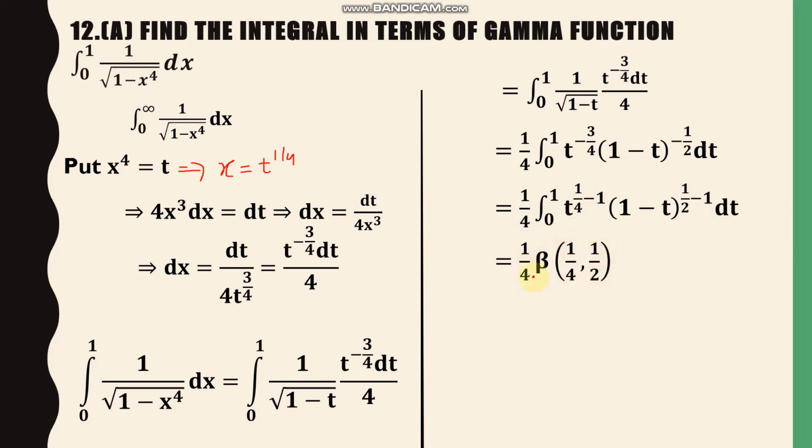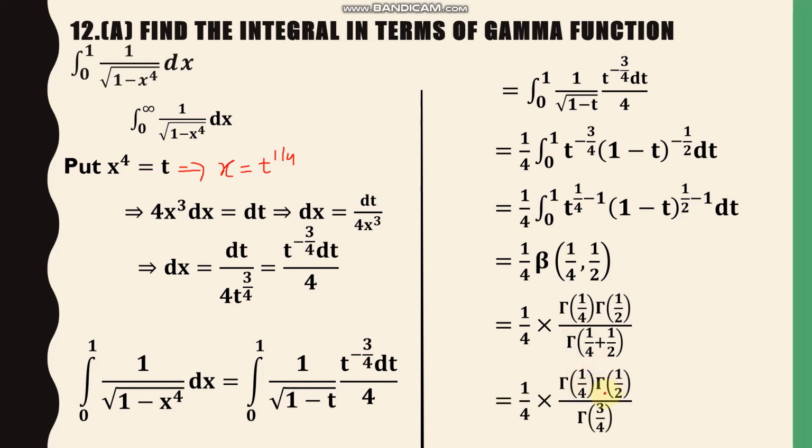And we know the relationship between beta m, n. Beta m, n is equal to gamma m gamma n divided by gamma m plus n. So we will use that relationship here. 1 by 4 gamma 1 by 4 gamma half upon gamma 1 by 4 plus half. So this is equal to 1 by 4 times gamma 1 by 4 gamma half divided by gamma 3 by 4, and hence we have expressed the given integral in the form of the gamma function. This completes 12a. And then next question, 12b.